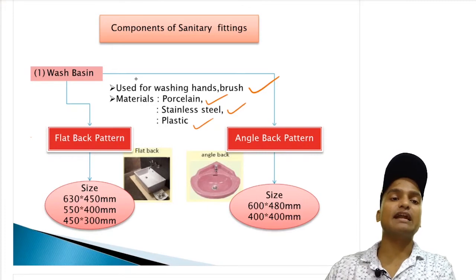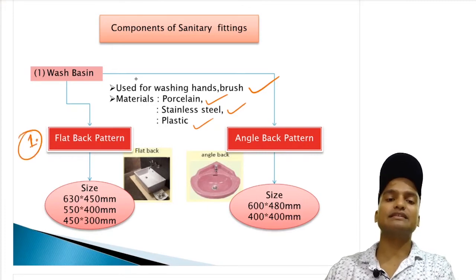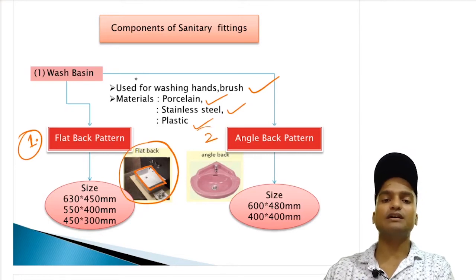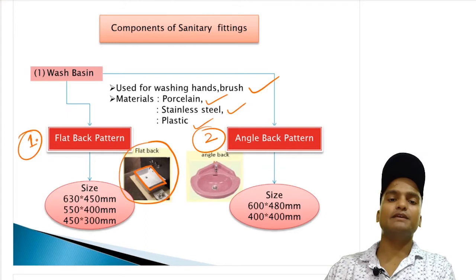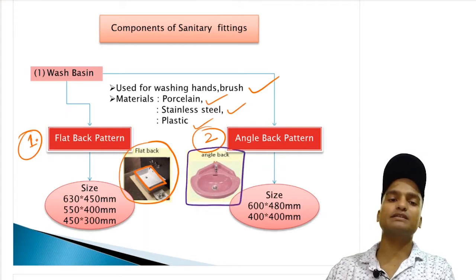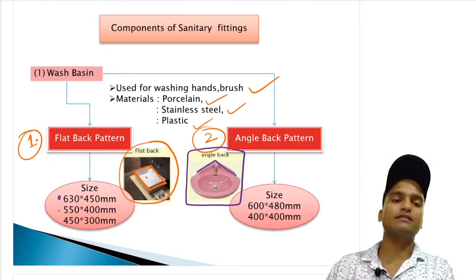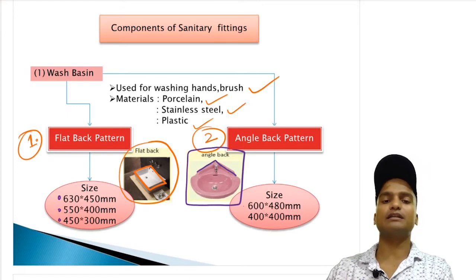These wash basins are available in two shapes. First one is the flat back pattern. As you can see, this is the picture of flat back pattern. If you see, the back is flat, whereas the second one is the angle back pattern. And if you notice in the picture of angle back pattern wash basins, the back is angular, okay, and different sizes in which the wash basin is available are listed here.